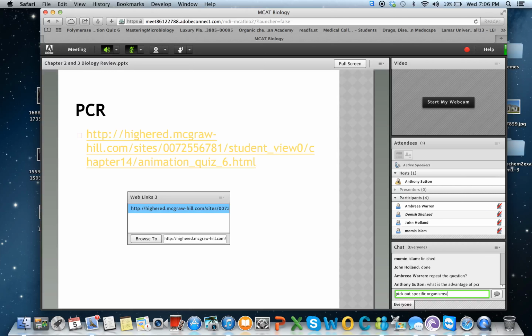Okay. Go ahead, Moment. It helps in crime scenes. Okay, so it does help in crime scenes. Donish, you say it picks out specific organisms. Well, the true advantage of PCR is that you're able to take a small piece of DNA and replicate it. So you don't need this huge DNA library to figure out what the genetics behind this is. So that's one of the advantages of PCR.